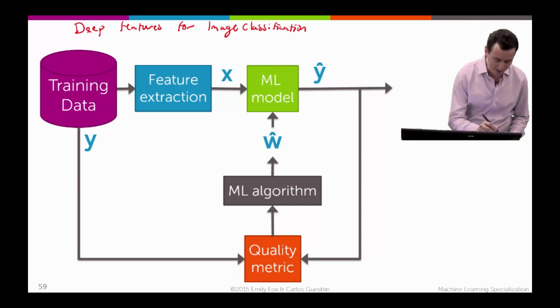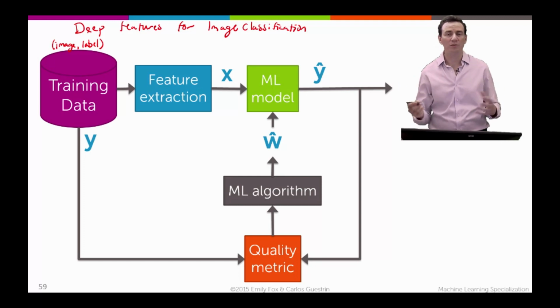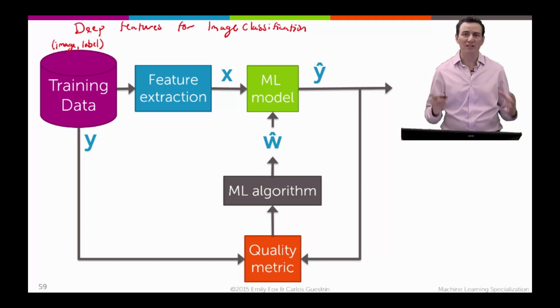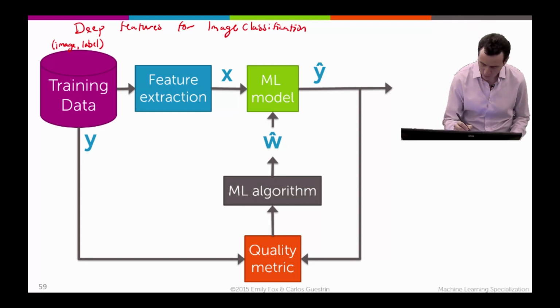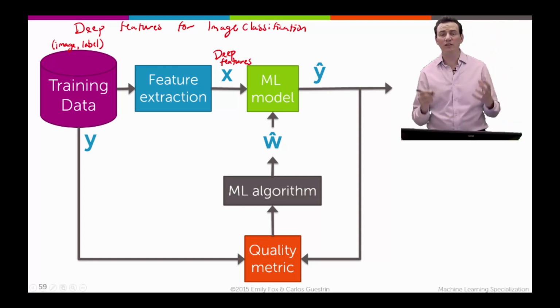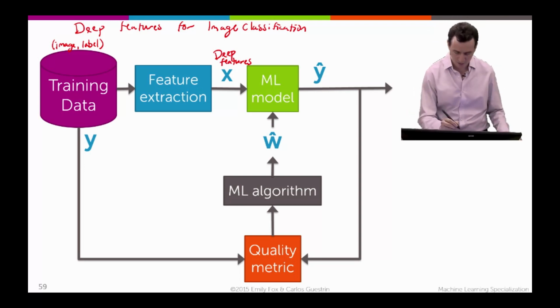The input here are pairs of images with their labels. The labels that we've looked at were things like whether it's a cat, a dog, a house, or some other object in the image. And now we feed that through the feature extractor. In this case, we're using a deep learning model as a feature extractor. So the output here are what we call the deep features for this particular image, for every image. And now we feed these representative image features through a machine learning model, where we use a simple classifier like logistic regression.